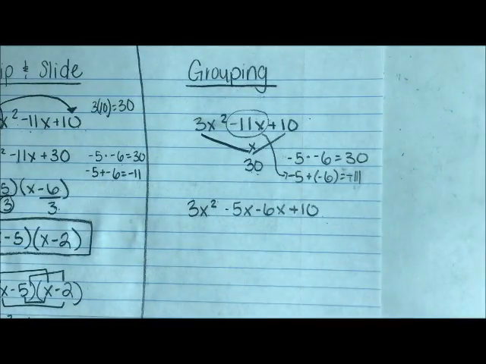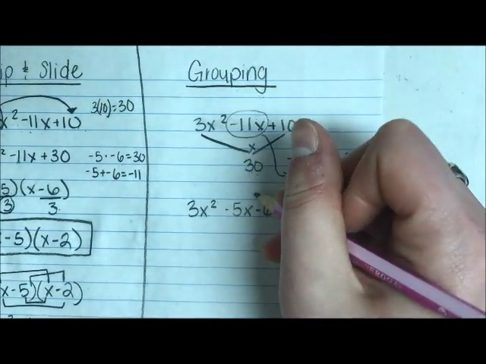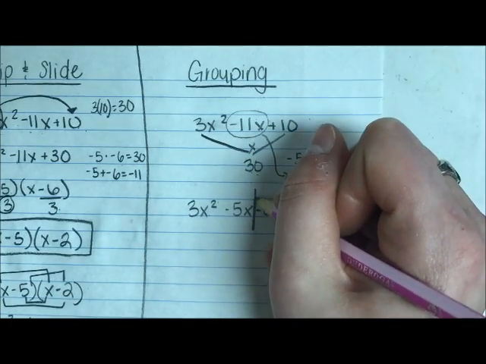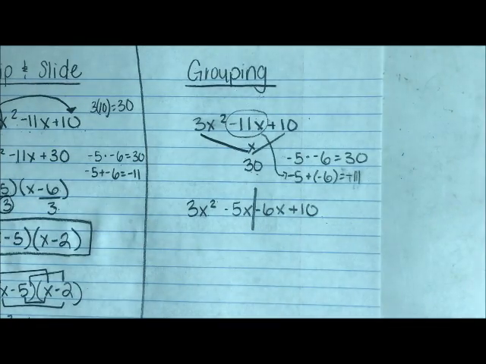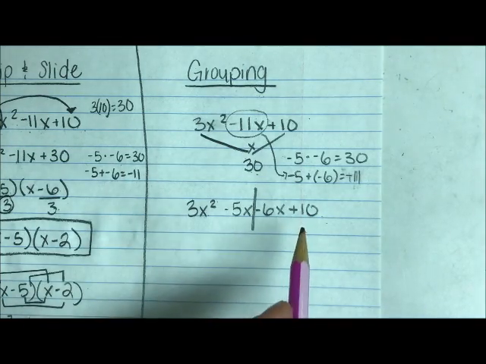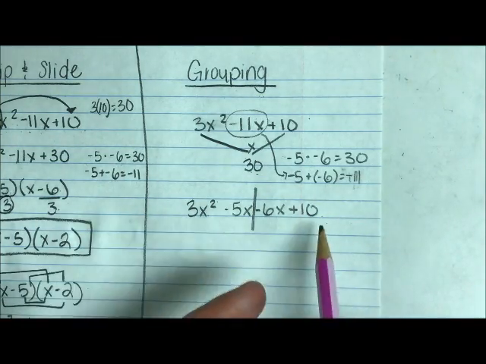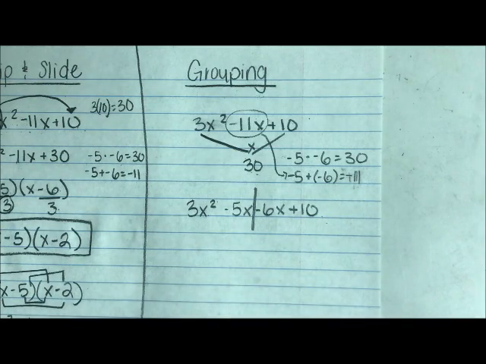So now the grouping part comes into play. I'm going to break this polynomial into two groups. So I'm essentially going to have a binomial and another binomial, right? Two terms, two terms. And now I'm going to take each of those binomials and factor out each of their greatest common factors.